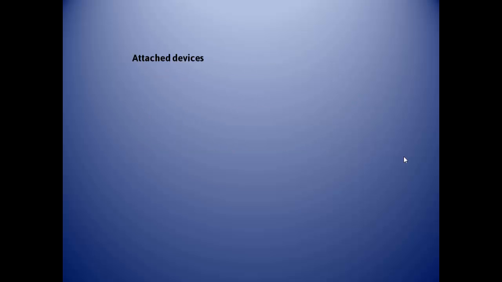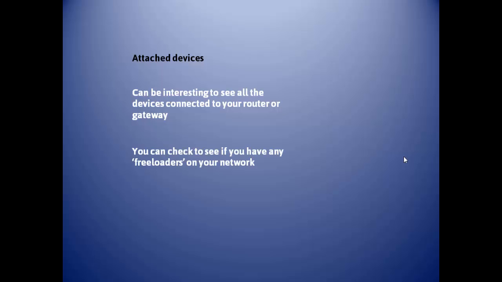Attached devices could just be morbid interest. You know, what all is connected to my device. It's probably going to be more things than you thought. And you may see things there that are turned off that appear to be connected. The other reason you might want to check attached devices is to see if you have any freeloaders, like your neighbors or somebody parked out in front of your house hopping on your network, or hackers.